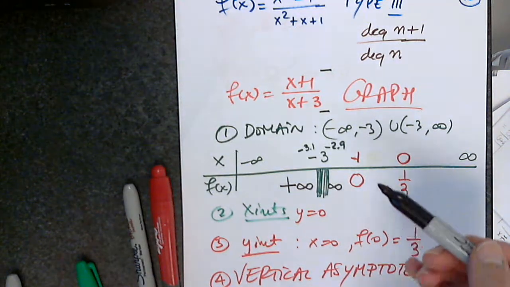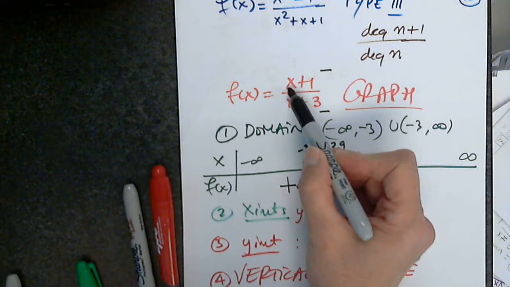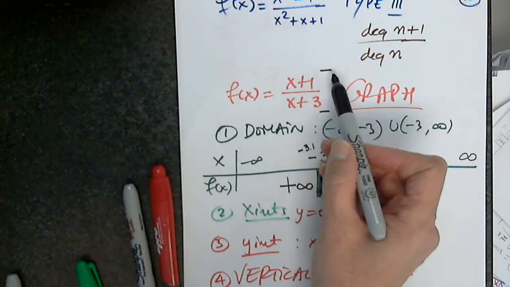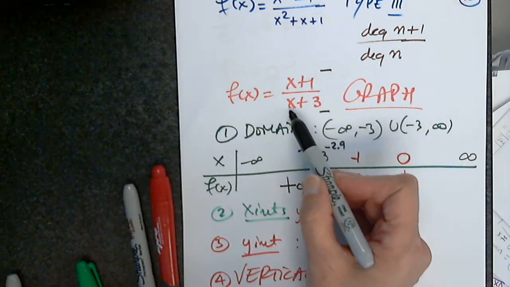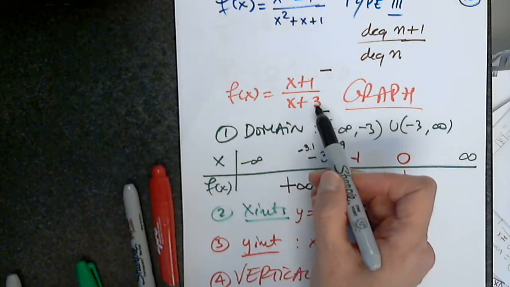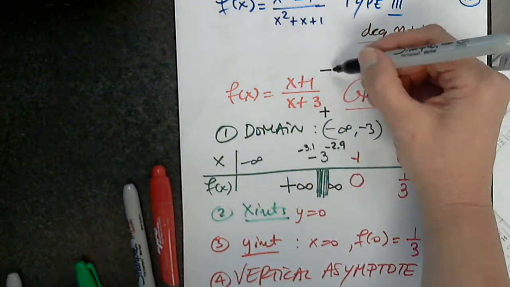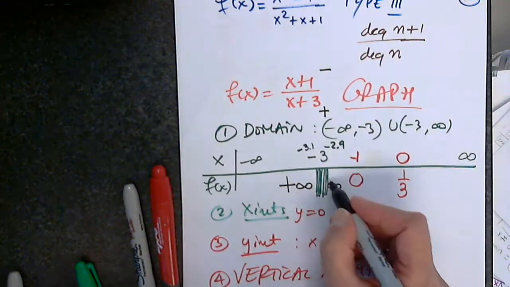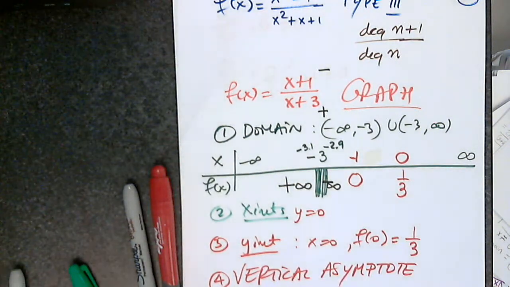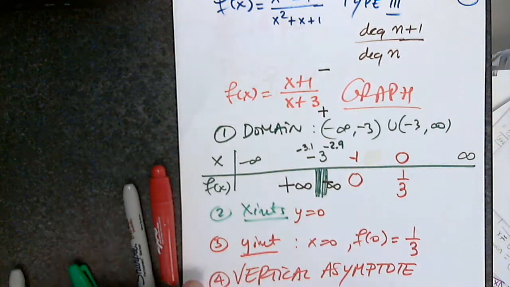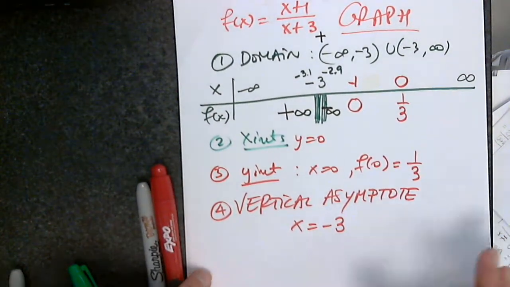On the other side, negative 2.9. Negative 2.9 plus 1. Careful now, negative 2.9 plus 3. What sign is negative over positive? I know the signs. I know where the function is going. Exactly. Exactly. Good. Number 5.